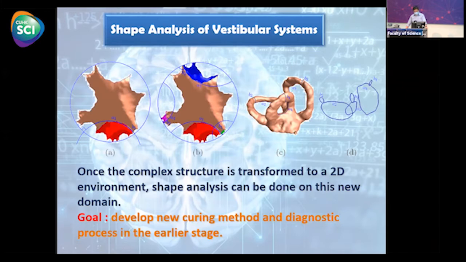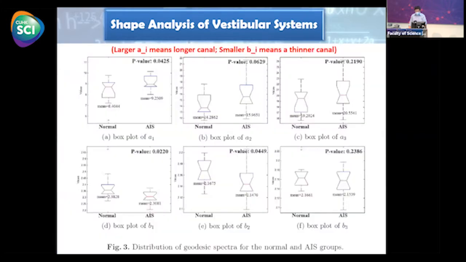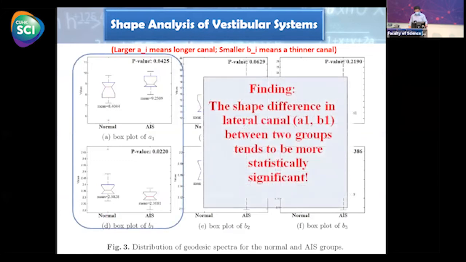And these are actually important geodesic features on the handle measuring the geometry of the structures. So by analyzing these A1, A2, B1, B2, and so on, the geometric distance, we can develop some geometric models to study the geometric structures of the vestibular system. And we can do systematic comparisons between the normal group and unhealthy group.